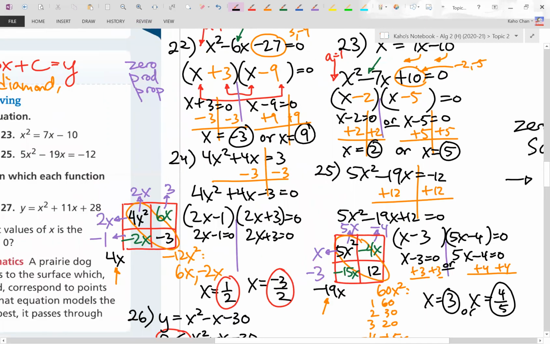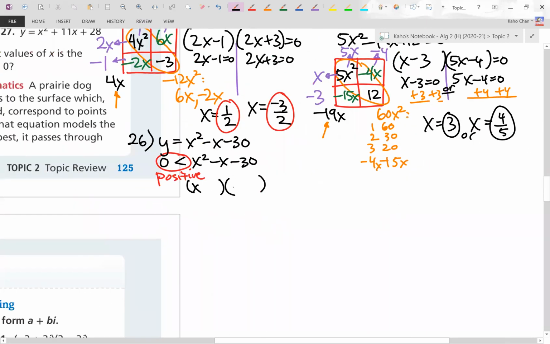Back to number 26. All right, what times what equals negative 30? When added together will give me negative 1. 5 and 6, that sounds right. One of them has to be negative. I'm going to put it on the negative 6 because it has to be bigger to give me a negative 1x in front of there. Split them up and solve.